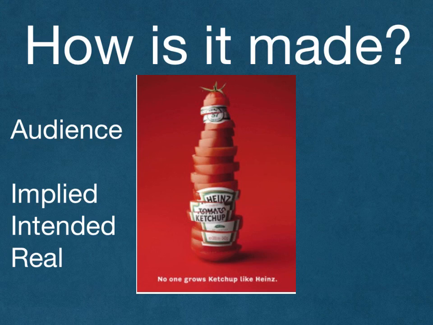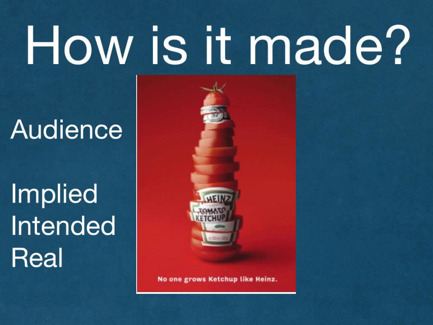Sometimes, more than one audience exists. To determine this, we can break audience down into three categories: implied, intended, and real. The implied audience is who the text says it is attempting to appeal to. The intended audience is who the text really is targeting, and the real audience is who the text actually reaches. For this advertisement, it seems that the implied and intended audience are the same. However, this isn't always the case.